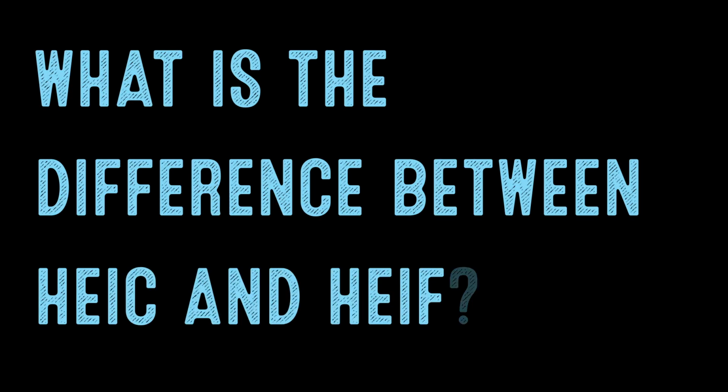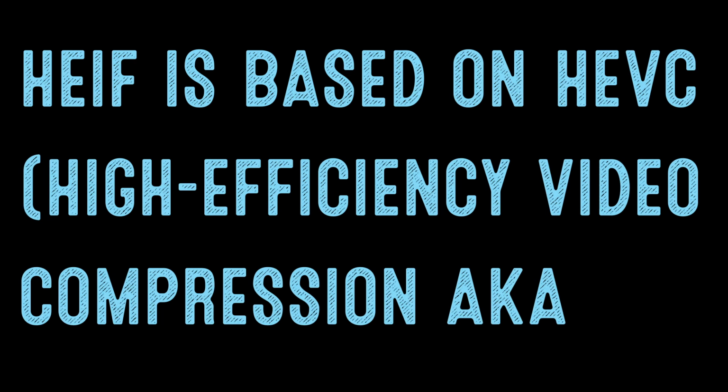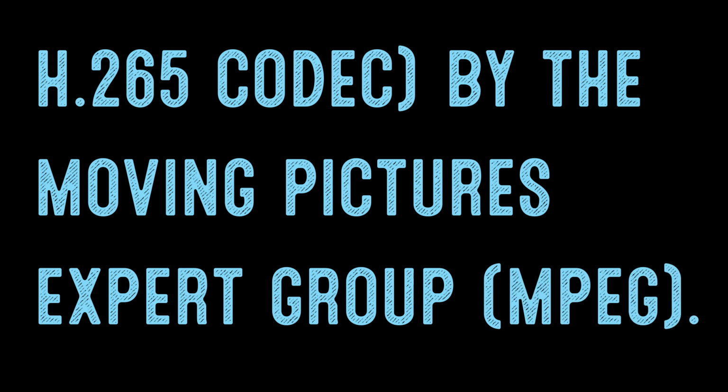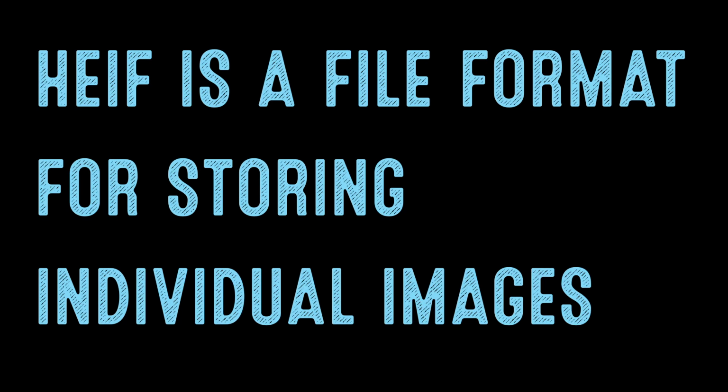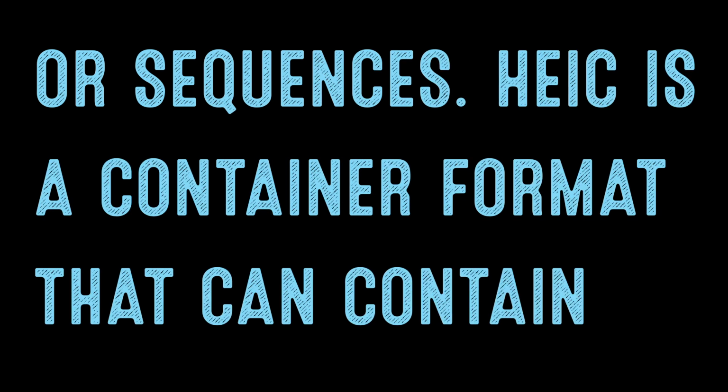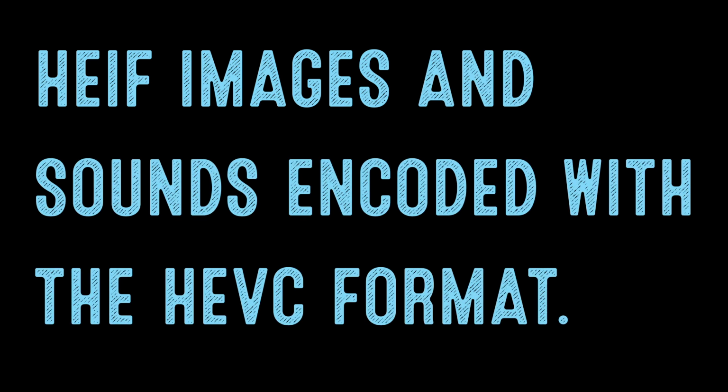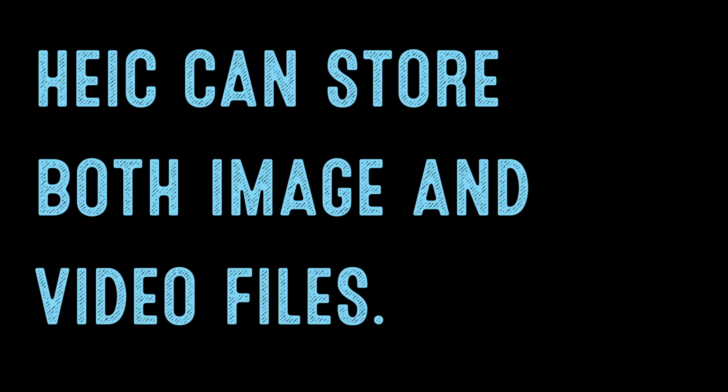What is the difference between HEIC and HEIF? HEIF is based on HEVC, or High Efficiency Video Coding, aka the H.265 codec by the Moving Picture Experts Group. HEIF is a file format for storing individual images or sequences. HEIC is a container format that can contain HEIF images and sounds encoded with the HEVC format. HEIC can store both image and video files.